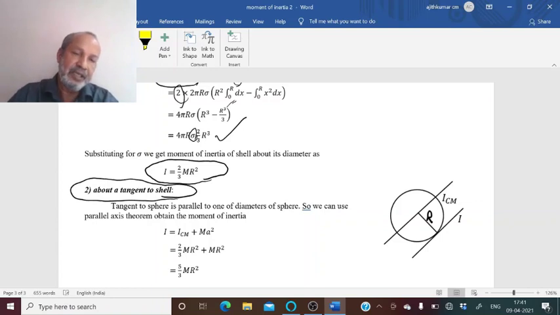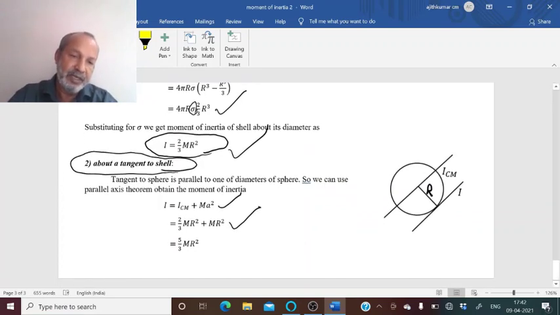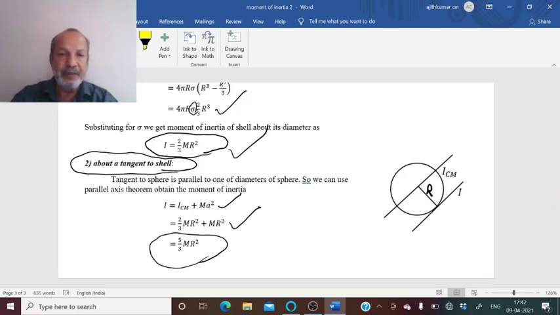Next we consider moment of inertia of the shell about a tangent. We can use the parallel axis theorem. I equal to ICM plus MA square. Here A is equal to R, so MR square, and ICM is 2 by 3 MR square, which we have derived just now, and if we add the two, we will get 5 by 3 MR square as the moment of inertia of a thin spherical shell about a tangent to the surface.